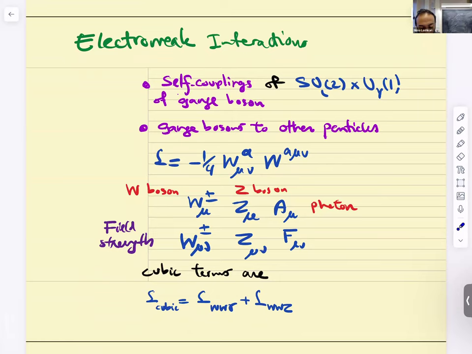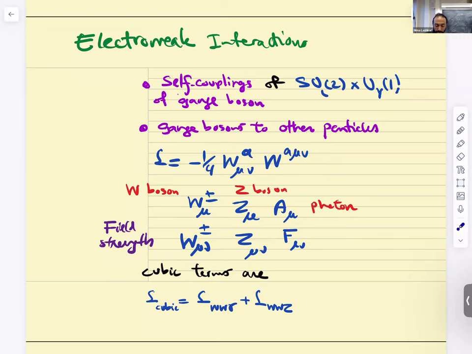Electroweak interaction. So now we're starting the new stuff. There will be the self-coupling of the gauge bosons and the coupling of the gauge bosons to other particles. By gauge boson, I mean the W and Zs and photon. This was the Yang-Mills term we started with. We split this into W mu plus minus, Z mu and A mu. This is the W boson, Z boson, and photon. I have to invent notation for their corresponding field strengths. So W mu nu plus minus is the field strength associated with this guy, Z mu nu, and F mu nu. Good? So these are the corresponding field strengths.